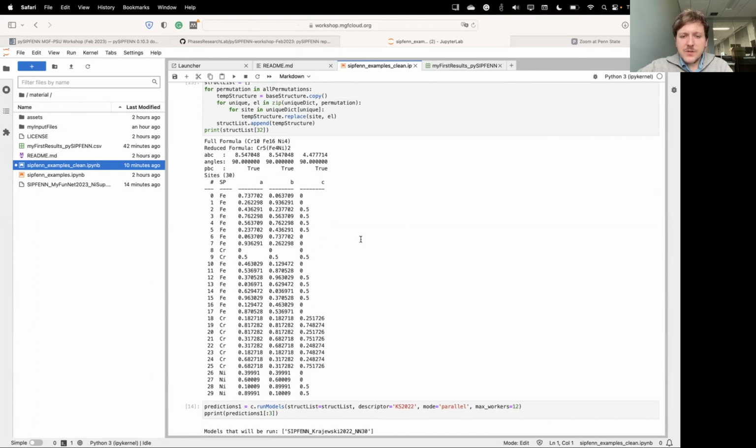Does PySIPFENN also accept old postcard files without the line containing the atomic types? I believe so. If you show me a postcard file which you have in mind, or an example of such a postcard, I might be able to tell you.